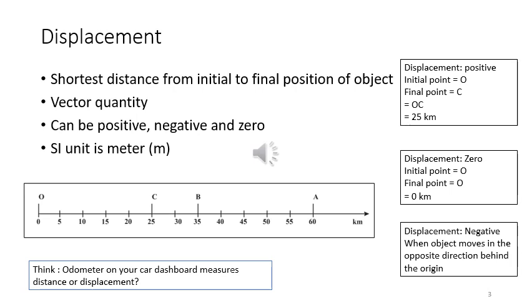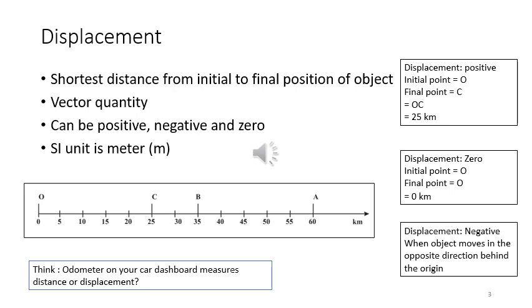So let's compare once again. Distance is always positive and cannot be zero, because if I say the distance is zero, it means the object has not moved at all. So there is no question of motion coming into the picture there. So distance is always positive. Displacement can be positive, can be negative, and can be zero also. All these possibilities are there because displacement is determined by two parameters. One is its magnitude, the numerical value, and two is its direction.